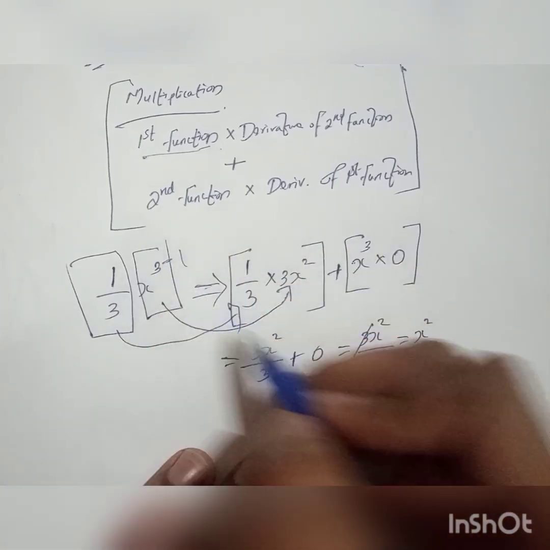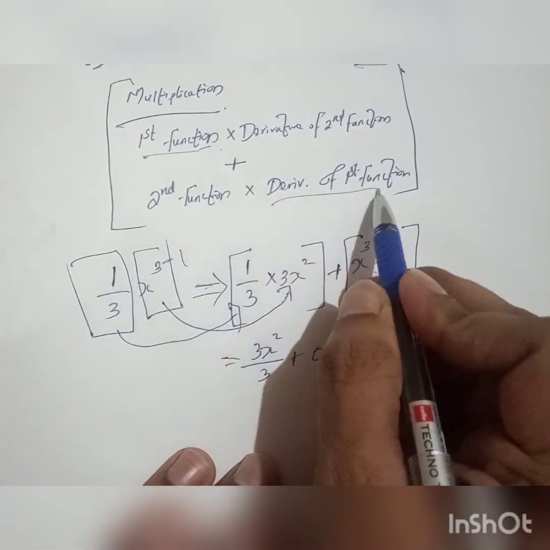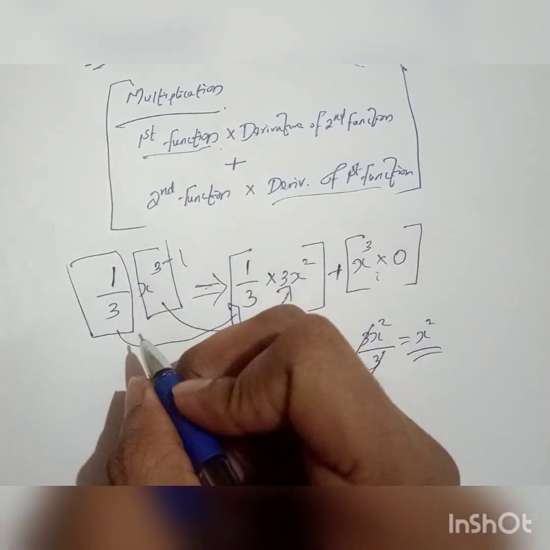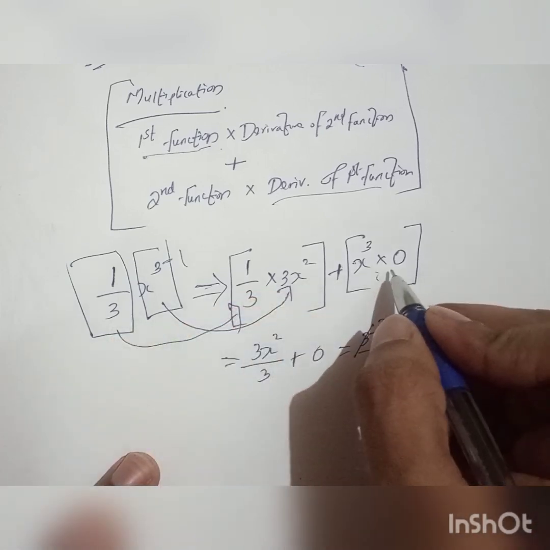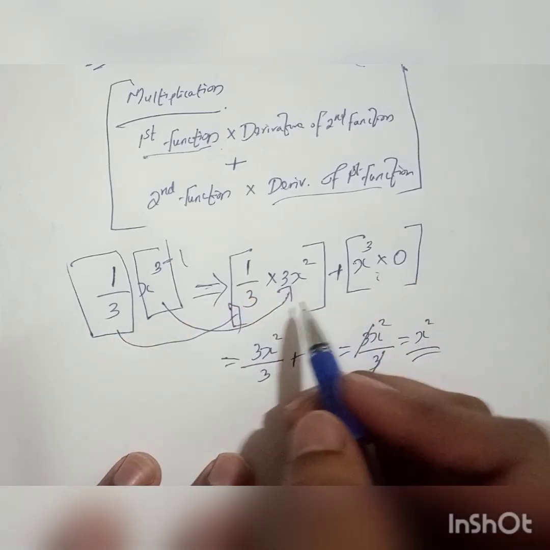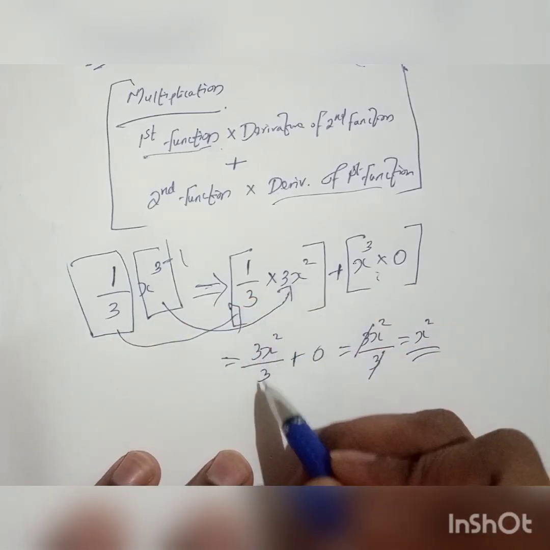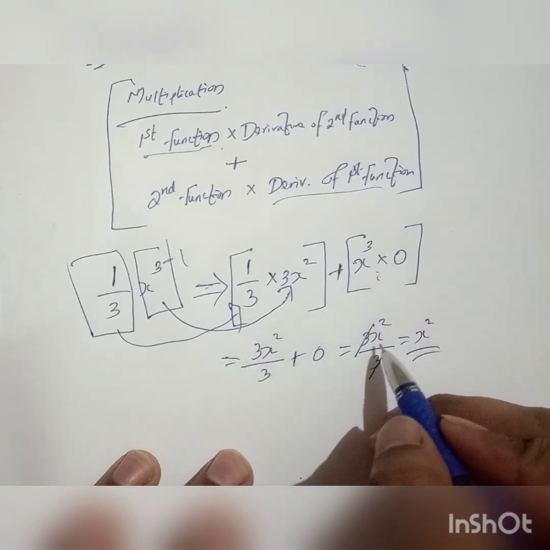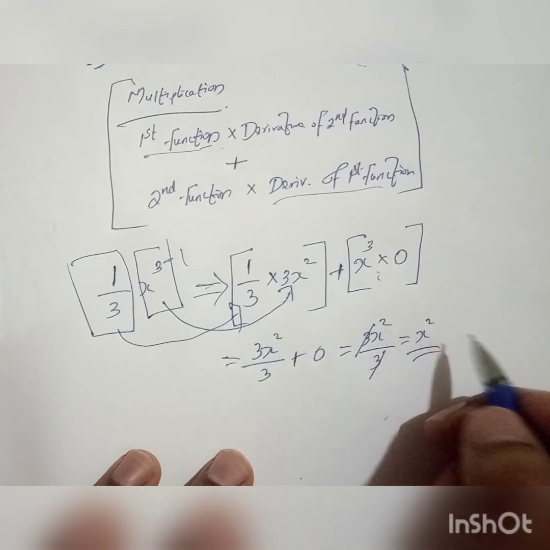Second function. We have taken x cube. Then multiplied by derivative of first function, which is what? 0. Why? Because it does not have any x in it. So we have taken directly 0. Then what have we done? 1 into 3x square divided by 3 plus, here what will we get? 0. Then what have we done? 3 and 3 we cancel. Then finally we got x square.